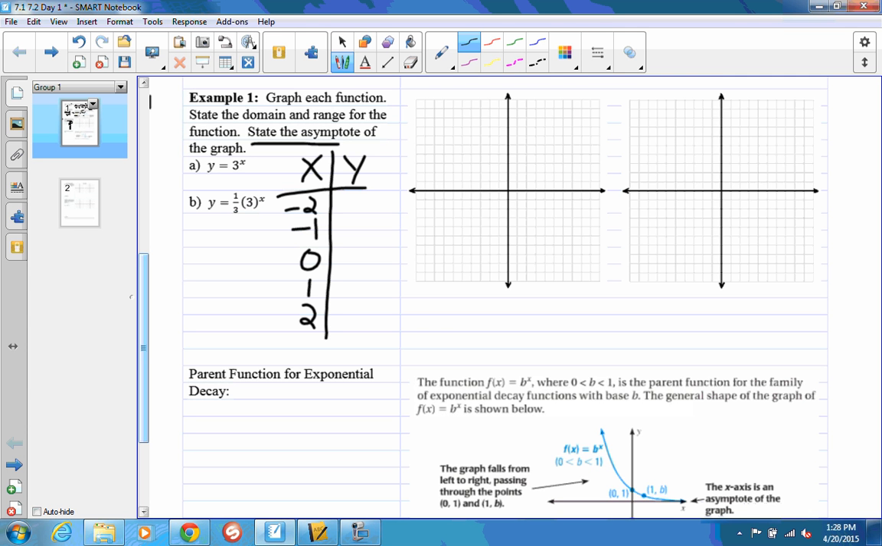Do some have to be bigger? Yes, you need negative ones. Again, you'll see why: the negative ones show me where the asymptotes are.